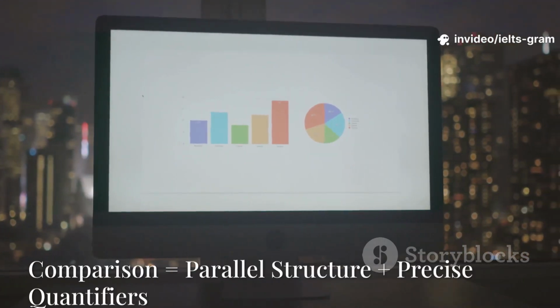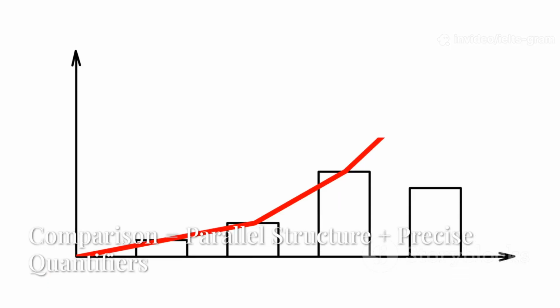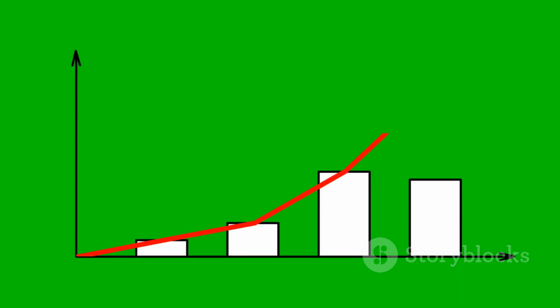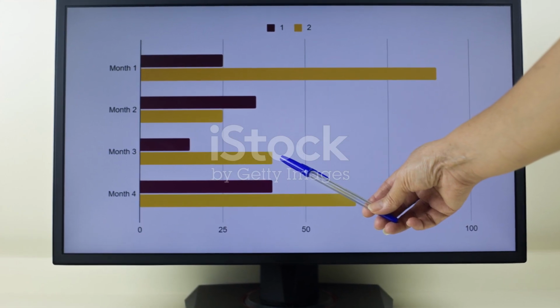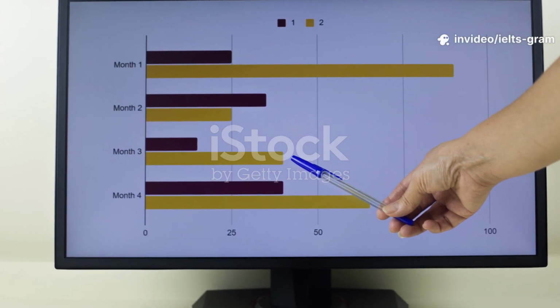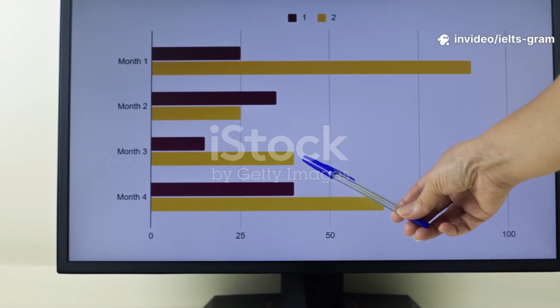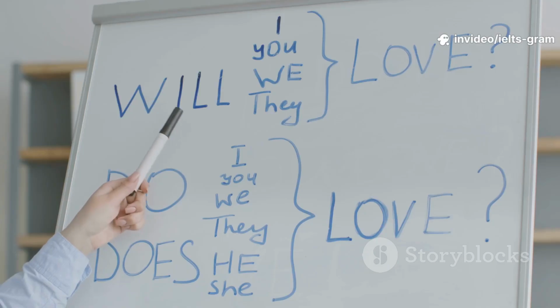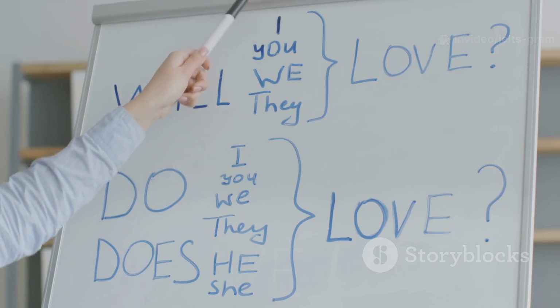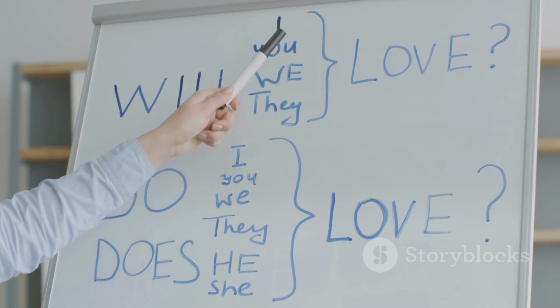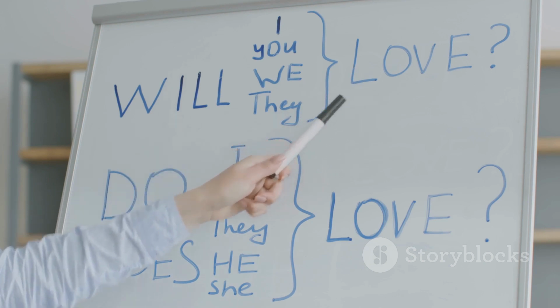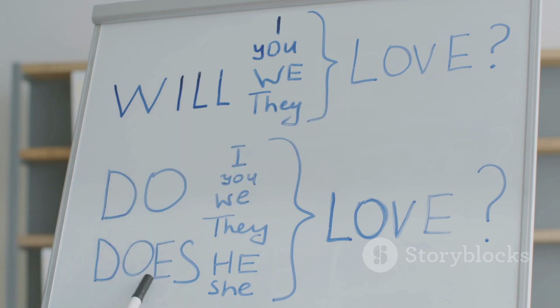The key skill is comparison. Our formula is comparison equals parallel structure plus precise quantifiers. This means your sentences must be grammatically balanced, and you must avoid vague numbers. Let's unpack this. Parallel structure sounds complex, but it's simple. It means when you compare two things, you use the same grammatical form for both.